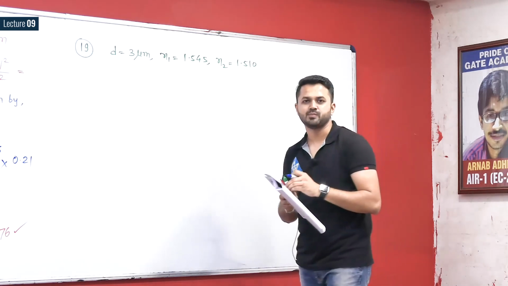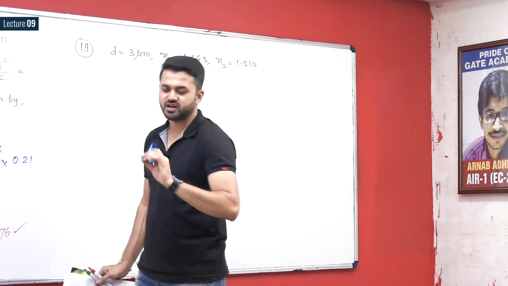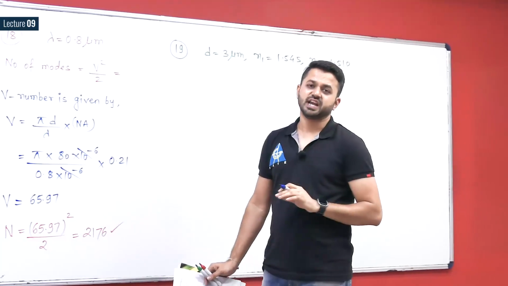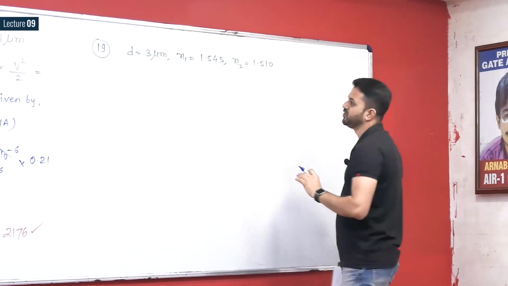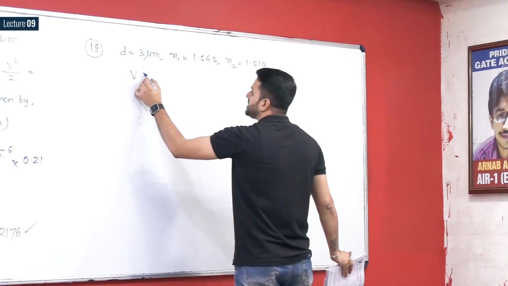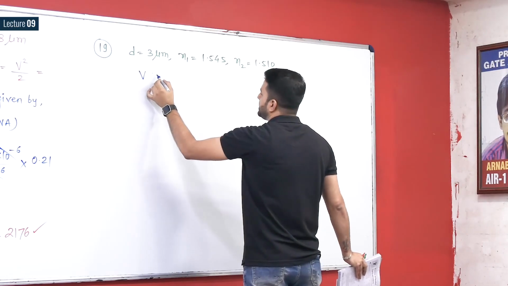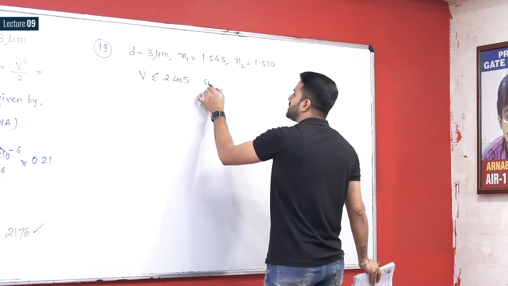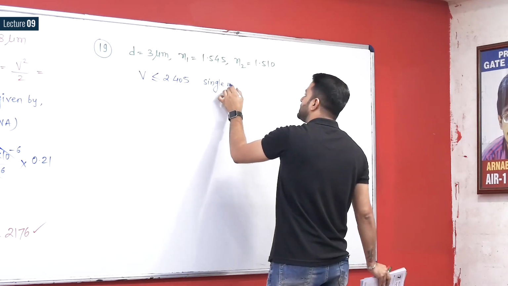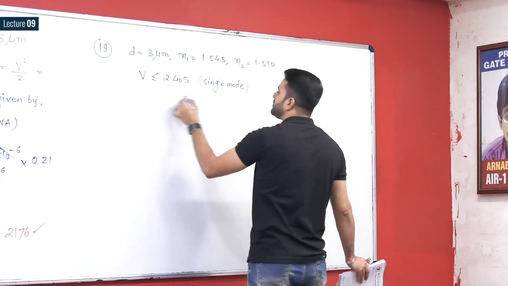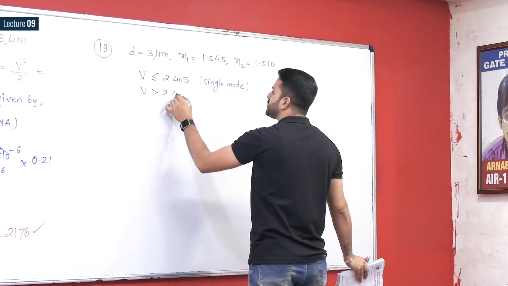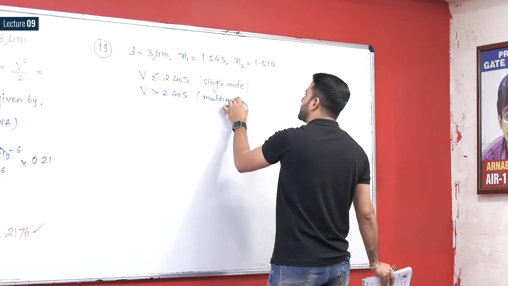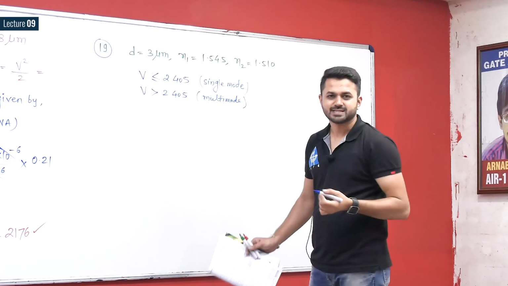So cutoff wavelength is the maximum wavelength above which the optical fiber works in single mode, and below which it works as a multi-mode. So V is always less than or equal to 2.405 for single mode, and for multi-mode this should be greater than 2.405. And corresponding to the single mode we get the maximum wavelength.